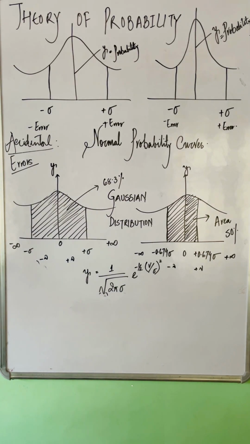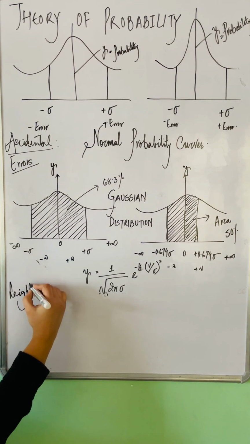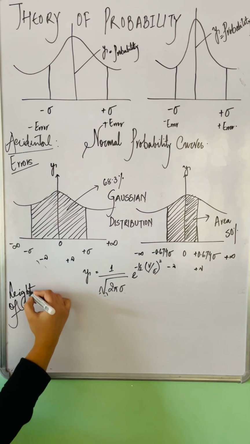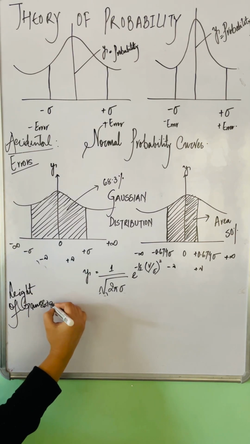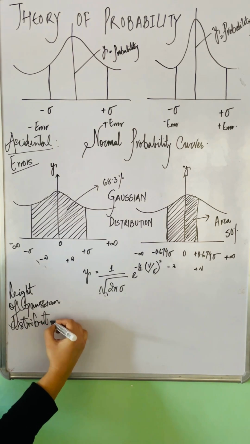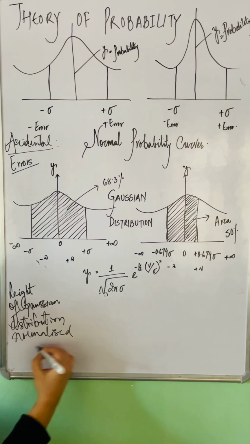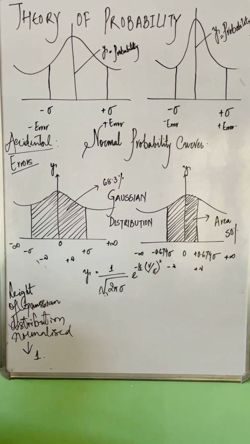If the height of the Gaussian distribution curve is normalized such that the area underneath it becomes unity, the curve is known as the normal probability curve. All right, moving on.